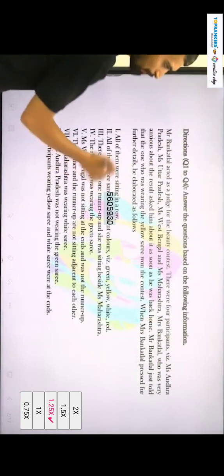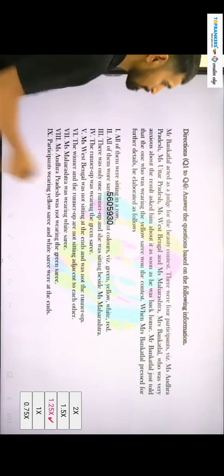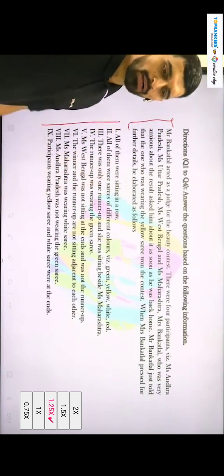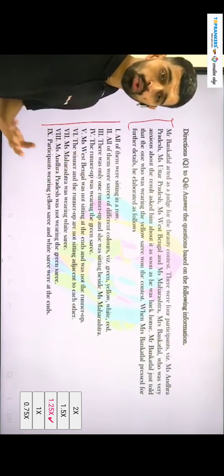The very first set of questions we have is a paragraph followed by certain information. So let's understand what is given, what is asked, and what we need to do here.